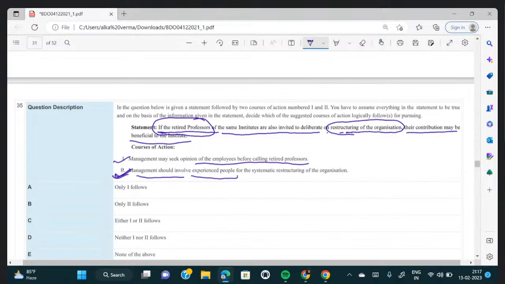Now, management may seek opinion of the employees before calling retired professor. No. Why may management not seek the opinion of the employees? Because they are doing it for the organization. Okay, and they have already invited the retired professor. So management may not always seek the opinion of the employees. See, if you are working as an employee in a particular organization, how many times does the management ask your opinion? Just think about yourself. No, they have that group of 5 to 10 people we call board members or a management team. They only decide everything. So the second action will be the correct one. So B will be your right answer.